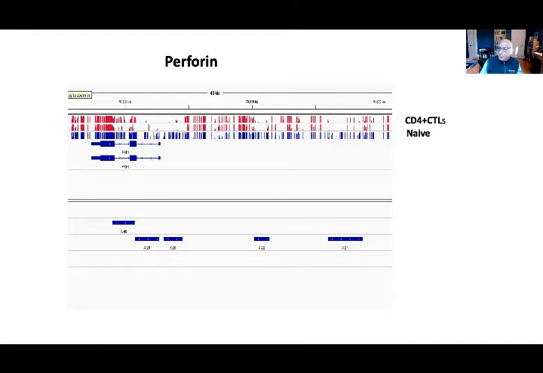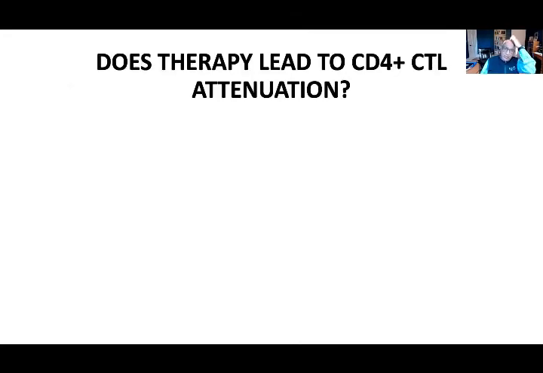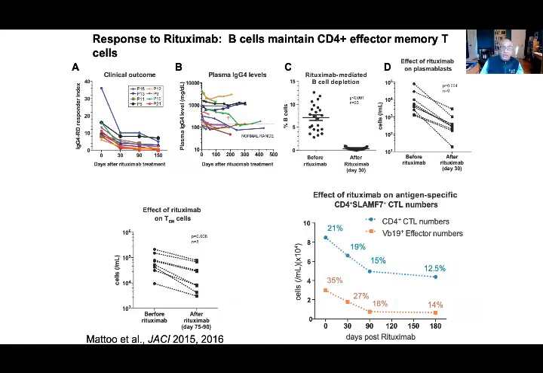The other question you should ask is, did therapy lead to attenuation of CD4-CTLs? So, if you got the disease to improve, do CD4-CTLs decline? And so in IgG4-related disease, we had done this. So here we treat patients with rituximab. This is just depleting B cells. And you can see clinical outcome improves dramatically with treatment. IgG4 levels don't drop that much. They drop a bit. B cell depletion is perfect.